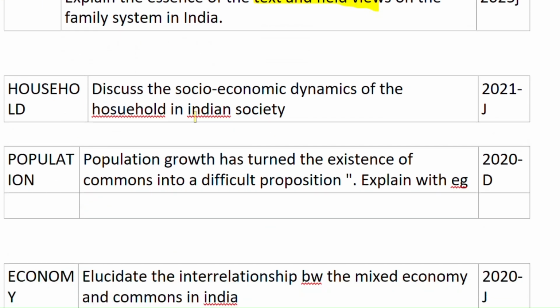Household. These are some miscellaneous questions which were asked only once. Mixed economy and commons, existence of commons as a difficult proposition, socio-economic dimension. Okay, so the cultural commons was asked with interlinkage with so many topics. If you learn about the commons only, you should be able to write for all these answers. On analysis, we can say more than 10 questions were about commons in the past 6 years. So it's important that you should learn about the commons as well.